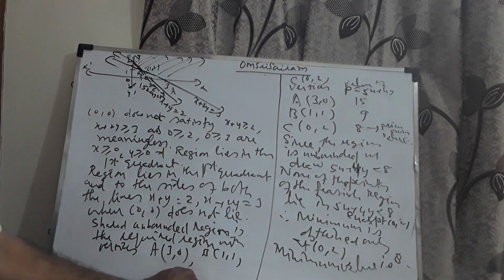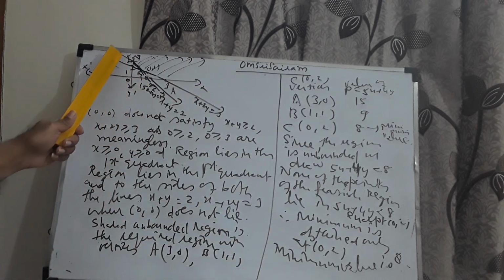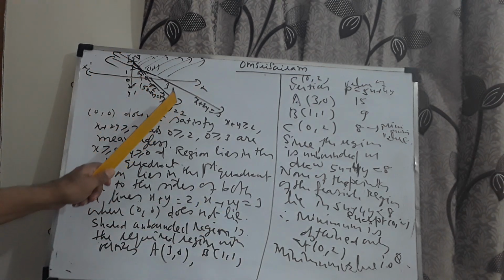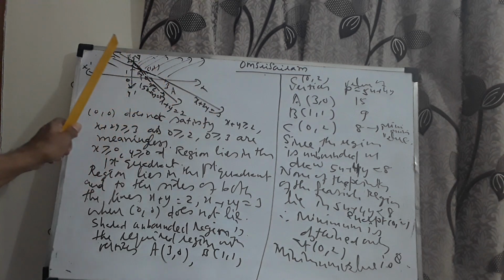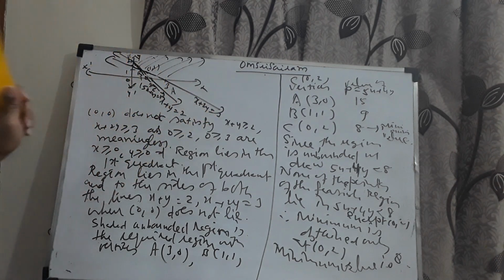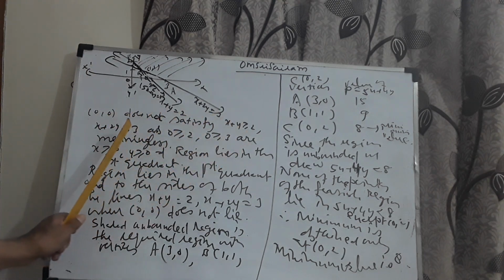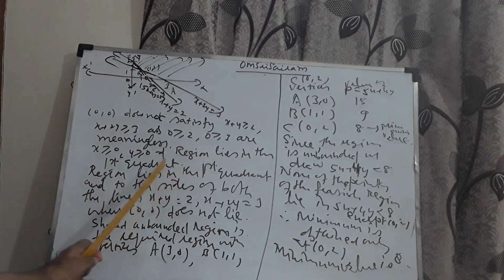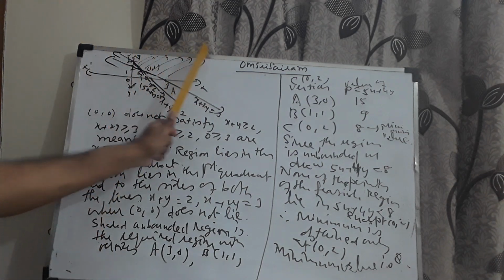Let me just explain once again. X plus y equal to 2 passes through 2, 0 and 0, 2. Okay, this is my x plus y is equal to 2. Then x plus 2y equal to 3 passes through 3, 0 and 0, 1.5. Now 0, 0 does not satisfy both the inequations. And x is positive, y is positive means region lies in the first quadrant. The region is the first quadrant as well as to the sides of both the lines where 0, 0 does not lie. This side of the line.